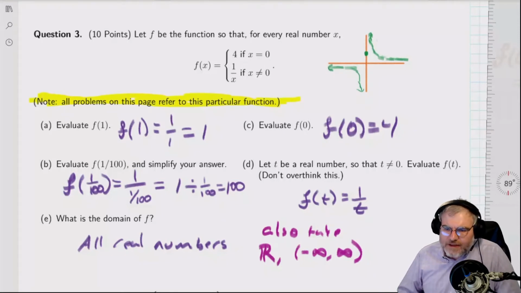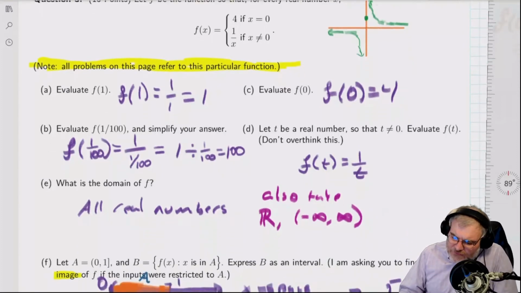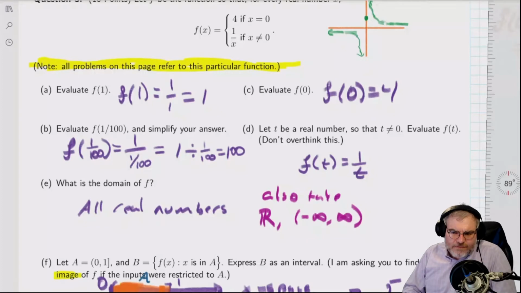Now, for this part D, here, I said that t did not equal 0. So which rule am I using? Well, I'm using the rule 1 over x. So I take t, I sub it in here, and I just get f of t equals 1 over t. Now the domain. What is the domain of this second rule if we only look at the rule? It would be every number but 0, correct?